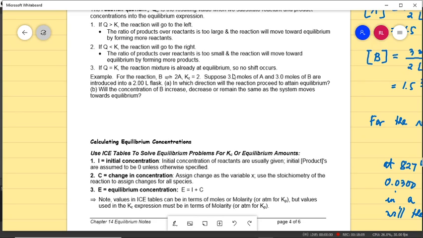Okay, so our next video will be about calculating equilibrium concentrations. Okay, so please wait for that video.